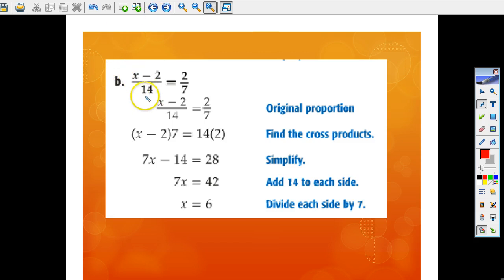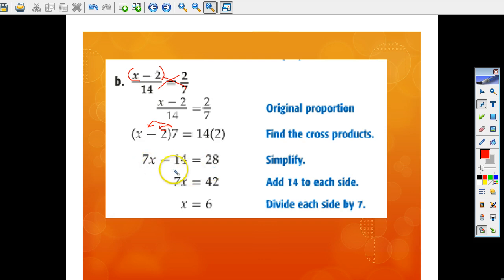Here's another example. It's a little bit more complex this time. When you cross multiply, you're actually multiplying this whole thing with a 7. So x minus 2 times 7, and then you're multiplying 14 times 2. Here is where you use the distributive property. 7 times x, you write as 7x. There's the minus sign. 7 times 2 is 14. 14 times 2 is 28.